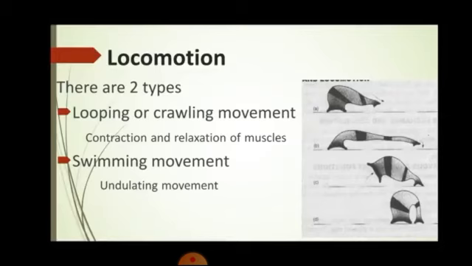Next, the second type of locomotion is swimming movement. The leech swims very actively in water. During swimming, the body becomes dorsoventrally flattened and performs successive undulating movements. Looping and crawling takes place by contraction and relaxation of muscles, so both circular and longitudinal muscles play a major role, plus the anterior and posterior suckers also play a major role, whereas the swimming movement takes place by undulating movement.